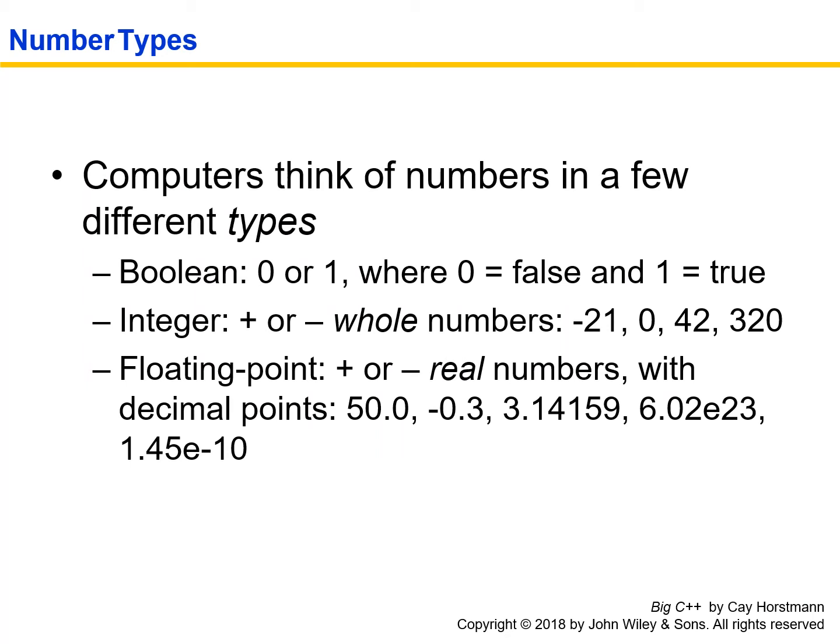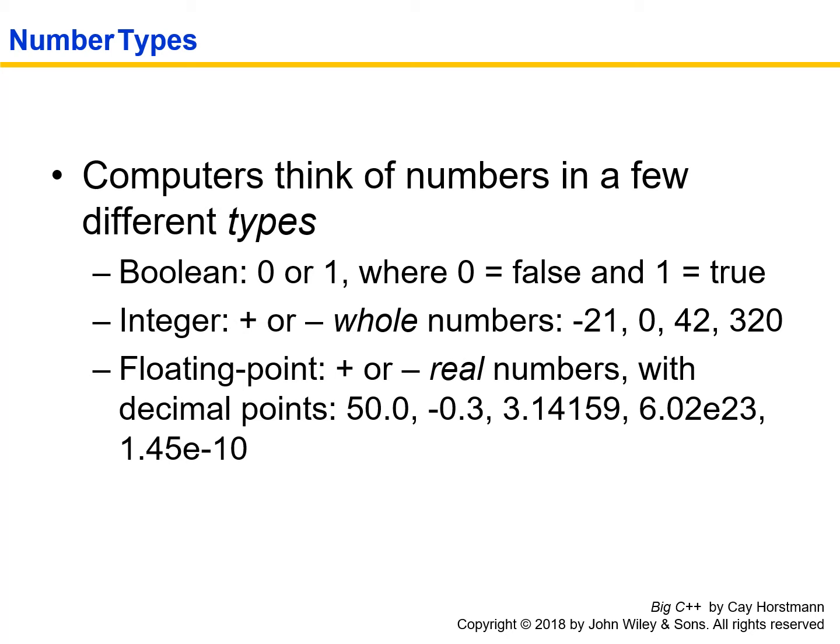Okay. Computers think of numbers in a few different types when they're trying to interpret a string of binary digits in memory. One way is to interpret it as a Boolean. That is, it has the value 0 or not 0, where 0 is false, and any value other than 0 is true. Now, if you define the value as a Boolean variable, it's either going to store 0 or 1, where 0 is false and 1 is true.